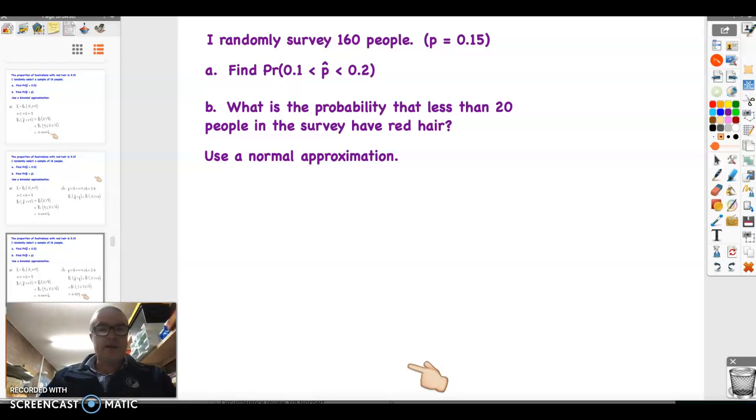We're now going to look at these two questions. It's about the same context. We've still got a population parameter of 15%, but this time we're going to randomly survey 160 people. And it's typical that if we had a bigger sample size, we would use the normal approximation. So we're going to use the normal approximation for this question. Here's the two questions that we're going to answer. If you'd like to pause the video now and have a crack at that, now would be the time.